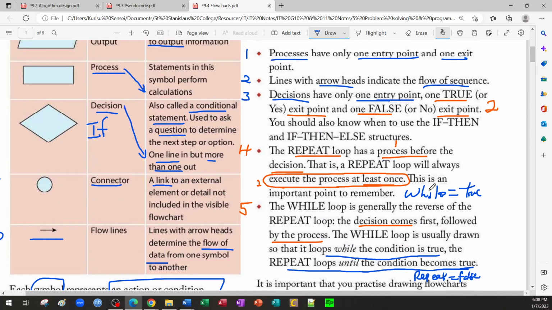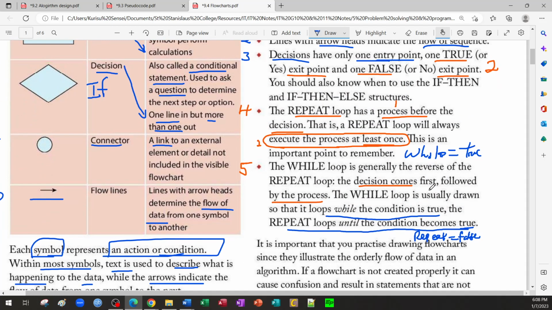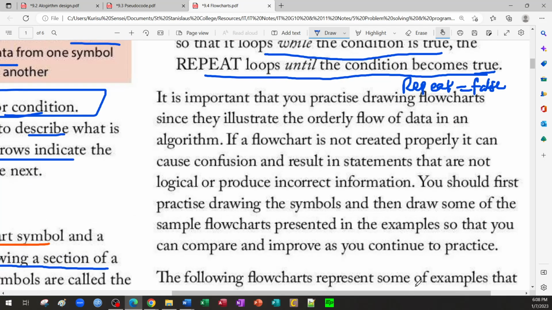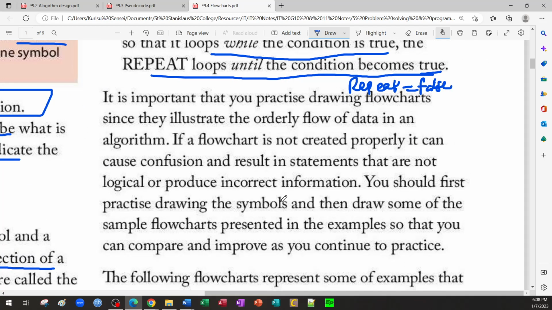Any other questions? Alright, if no questions, let's move on to the next paragraph.